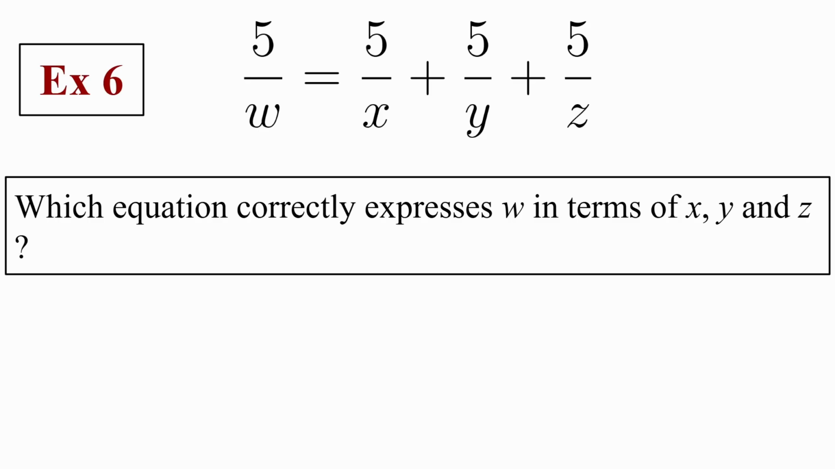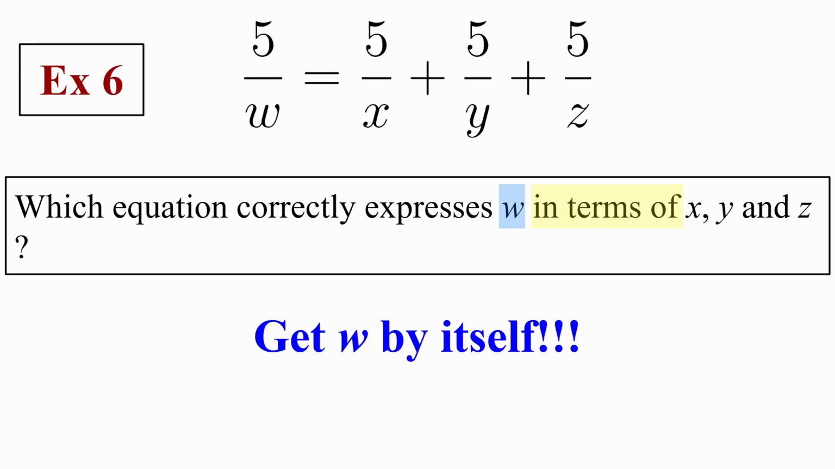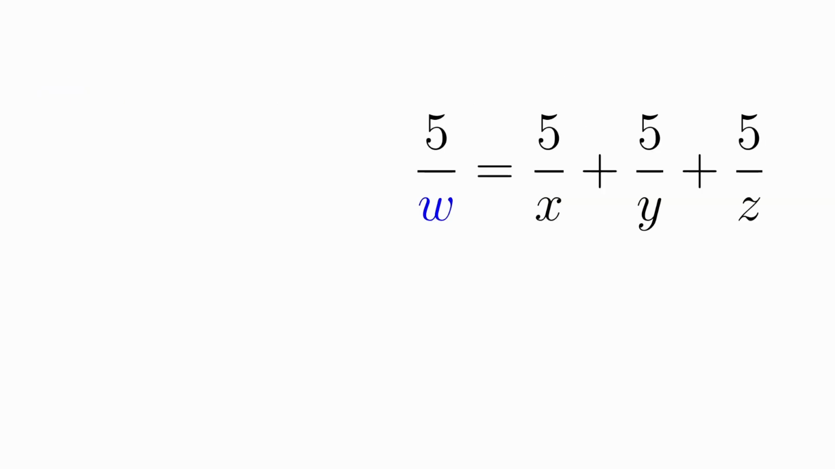Okay, example 6. Once again, we see this very important phrase, "in terms of." And the letter that comes before it is W. So our strategy is we're going to try to get W by itself. You'll notice here that, like a previous problem, the desired variable is in a denominator. However, unlike the previous problem where there was just one fraction, now we have like 4 separate fractions.